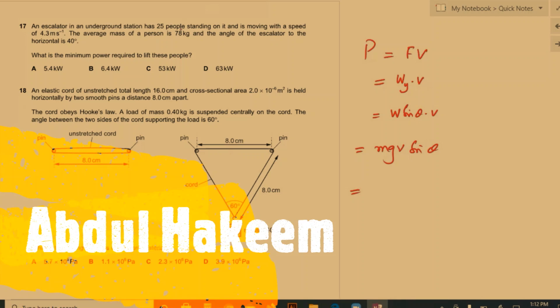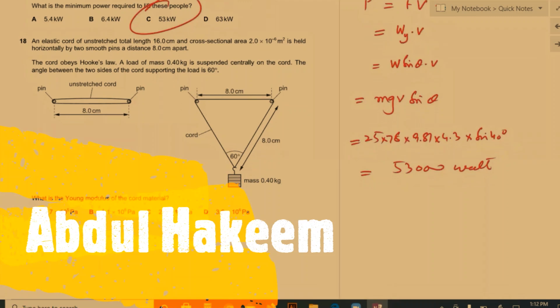So there are 25 people. Mass of each is approximately 78. The value of g is 9.81. And the speed is 4.3 multiplied by sine of 40 degrees. After calculation, we will get 53,000 watts. So 53 kilowatts, C is the answer. Now, move to the next.